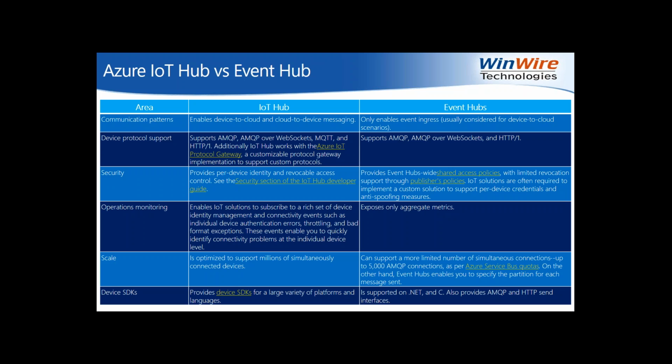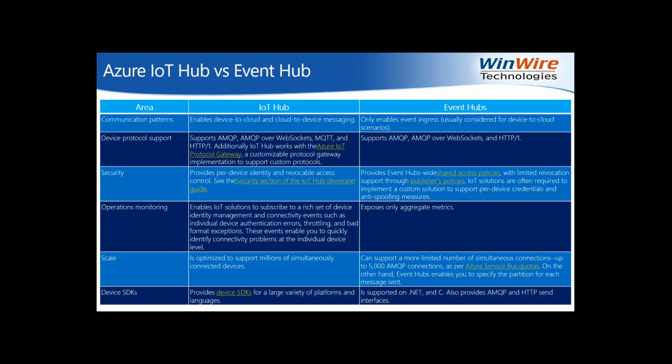Security, as I talked about, IoT Hub actually provides a device identifier and a security token for every device to communicate, and then you can revoke that at any point in time. So if you don't want a device to communicate, you can just remove that device, and then it will not be able to send any messages or receive any messages anymore. But when compared to Event Hubs, it provides shared access policies with limited revocation support. So it doesn't have a device-to-device security access as with the IoT Hub.